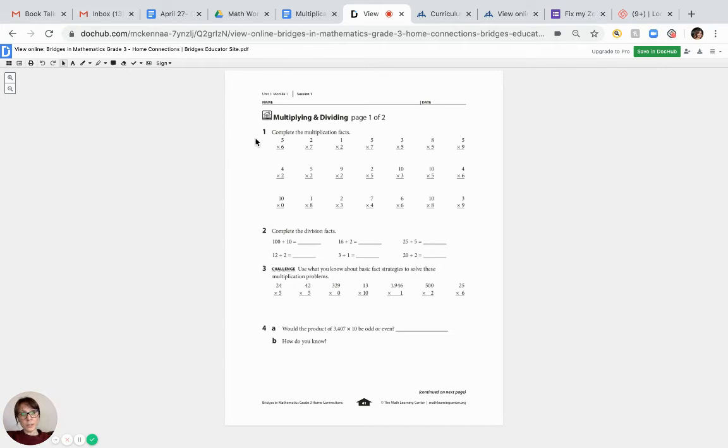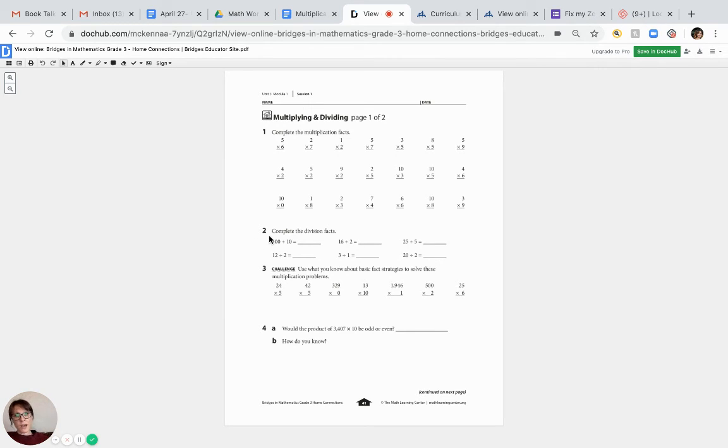Number 1, you're going to complete your multiplication facts. Now, if I wanted to do skip counting, I could look at 5 times 6, and I feel pretty good about counting by 5s. So I could count by 5 6 times. So 5, 10, 15, 20, 25, 30. So when I count by 5 6 times, I get 30. So my answer would be 30.